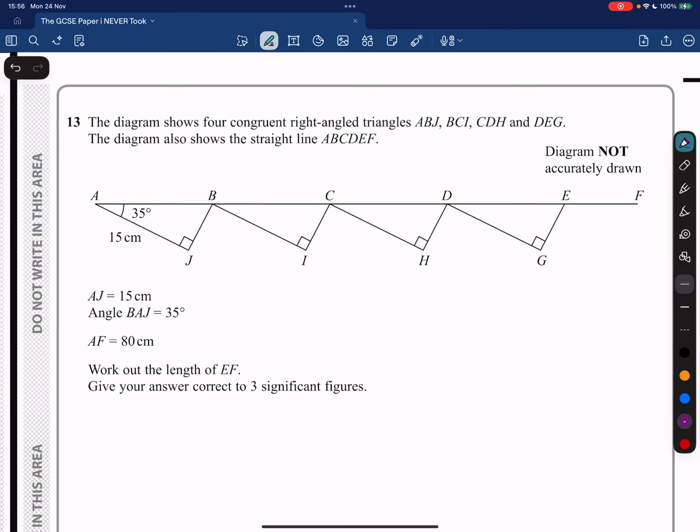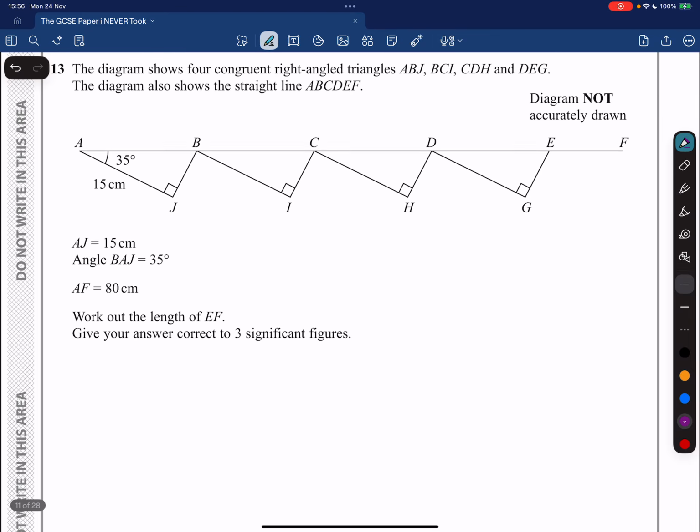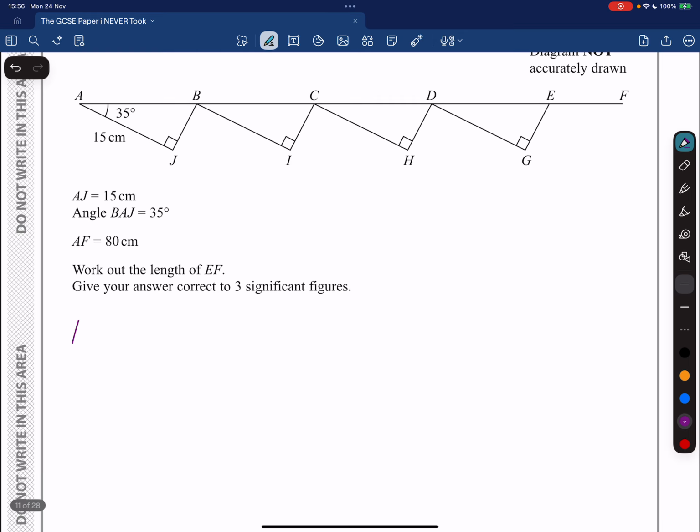Okay. The diagram shows four congruent right angle triangles. The diagram also shows the straight line ABCD. Okay, cool. Work out the length. So A to F is 80 centimetres. Okay, so they're exactly the same. So we need to work out the length A to B.